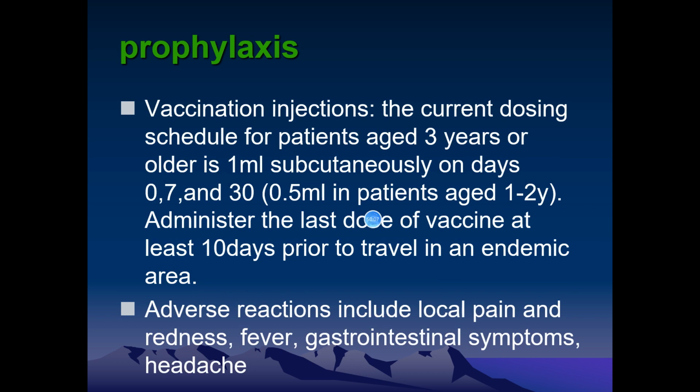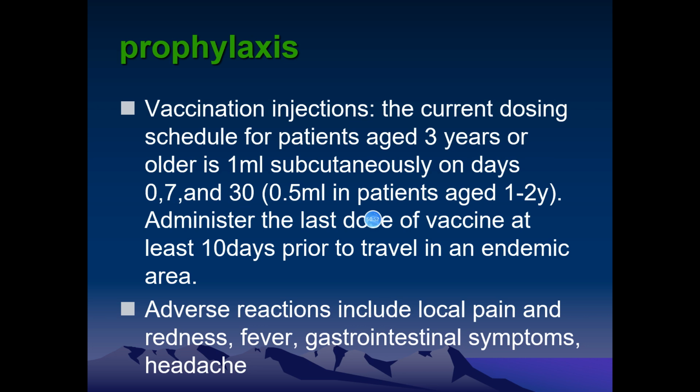The current dosing schedule for patients aged 3 years or older is 1 milliliter subcutaneous on day 0, 7, and 13, and 0.5 milliliter in patients aged 1 to 2 years. The need for a booster dose is not clear, but could be considered 36 months or longer after the third dose.